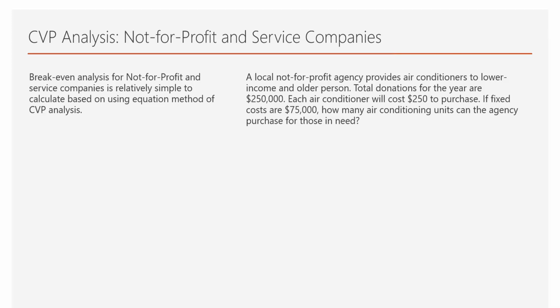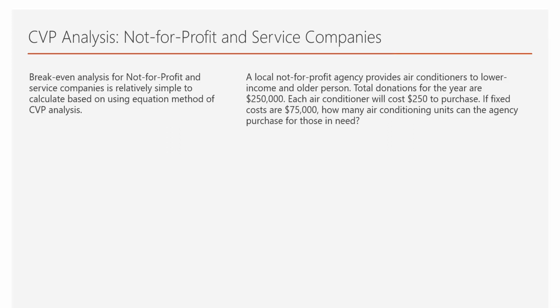So now, CVP analysis, we can also use that for service companies and for not-for-profit companies. It's relatively simple to calculate that for service companies and not-for-profit companies using the equation method of CVP analysis. So the equation method was what? Revenues minus total fixed cost minus total variable cost equals our operating income.